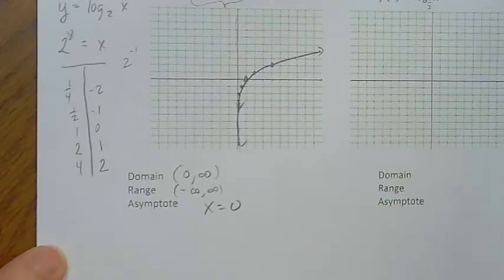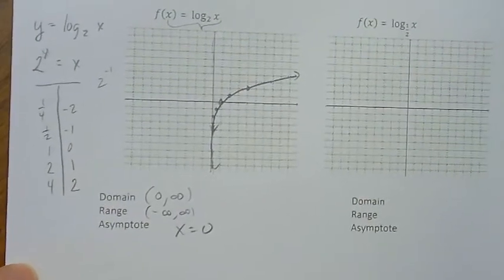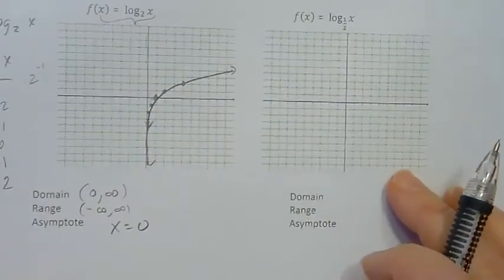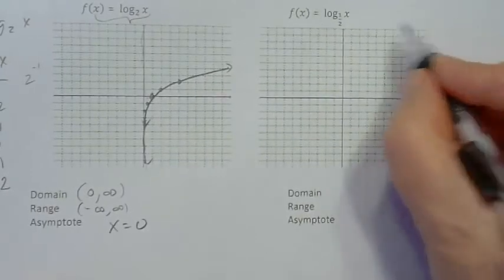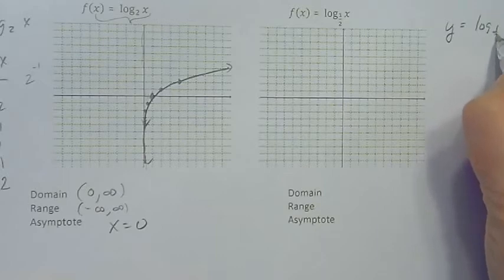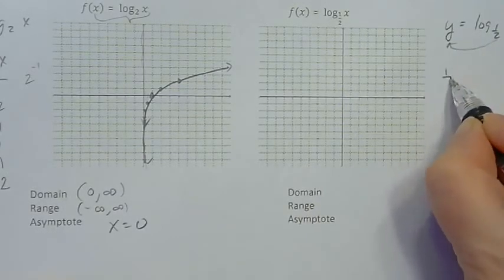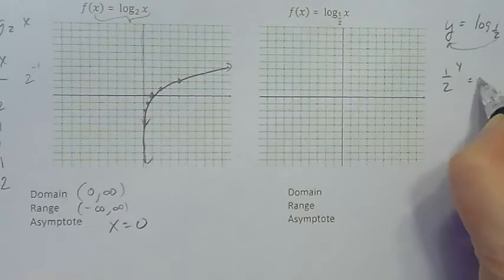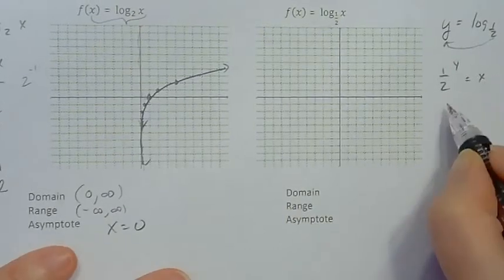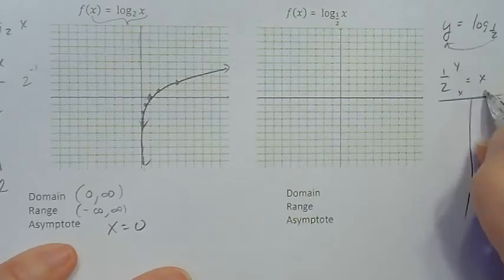Again, if you have a graphing calculator, you're welcome to put them in the calculator. Sometimes it's easier just to graph the exponential form. Let's do this one. So I'm going to change it to exponential form in order to graph it. So this would move this over to be the base, so it'd be 1/2 to the y power equals x. So let's make a table of values. This time it's easier if I put numbers in for y.